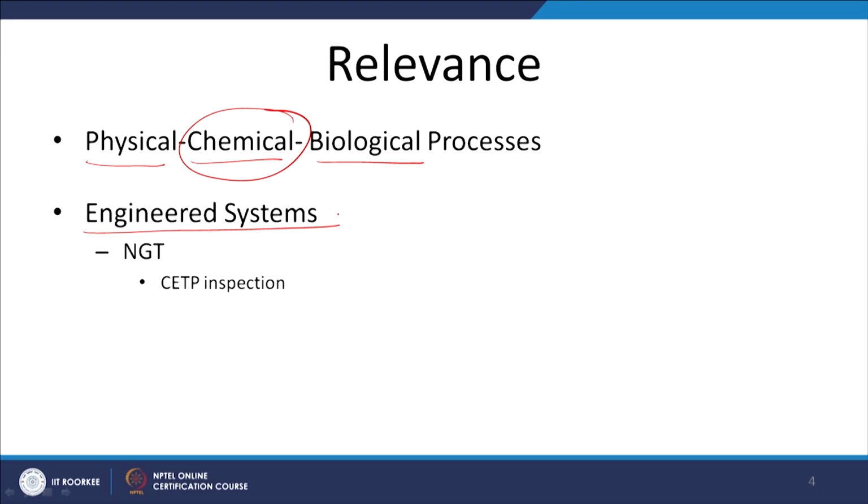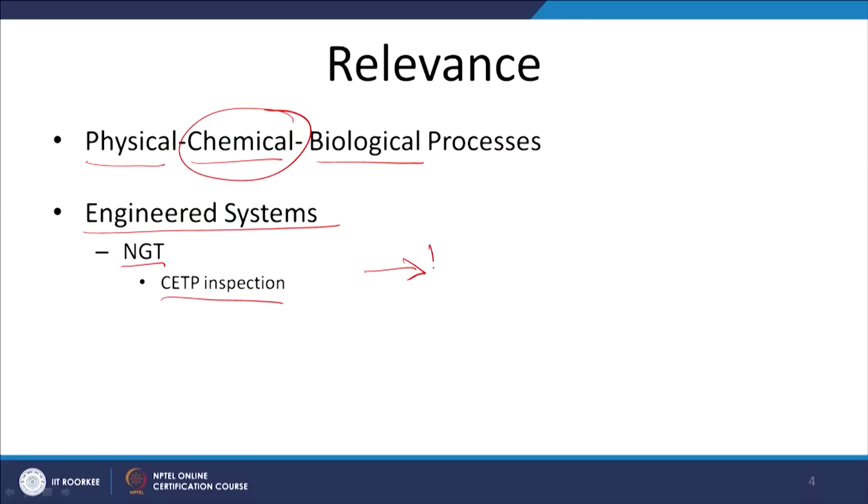Regarding the example to let you know how it's relevant to you, I'm going to look at one that I came across recently that I think is pertinent. We are going to talk about engineered systems. People might have heard about the National Green Tribunal, the NGT. It asked IIT Roorkee, or let's say me, its representative, to inspect some CETPs recently. A CETP is a common effluent treatment plant that caters to industrial waste.